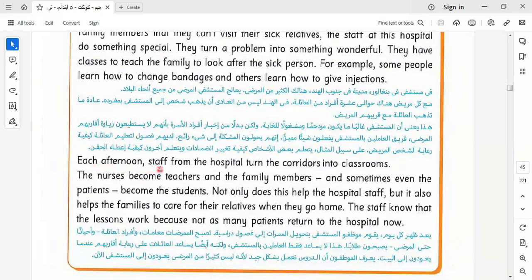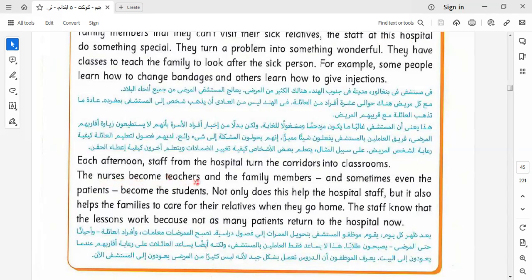Each afternoon, staff from the hospital turn the corridors into classrooms. The nurses become teachers and the family members. Now I know why they call the nurses in our country, miss, because here nurses teach the patients how to take care of the patients. So we say for the nurses we call miss.